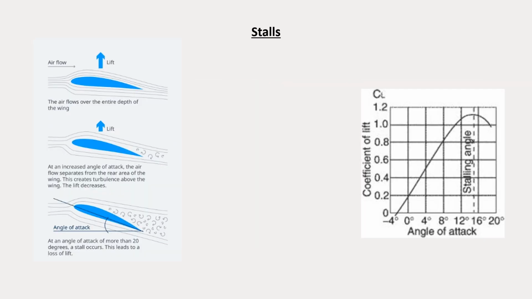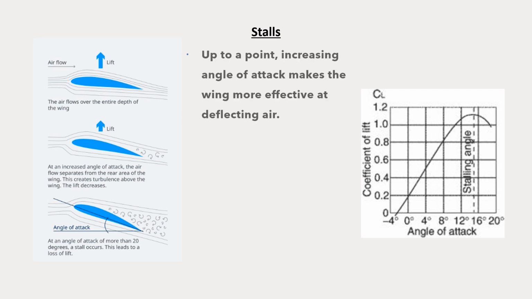Okay, now let's talk a little bit about stalls. We're going to talk about what happens when we move out of this operating region where the coefficient of lift increases steadily as we increase our angle of attack. We get to a point where the wing just isn't capable of deflecting that much air anymore. These pictures over here kind of show what happens.